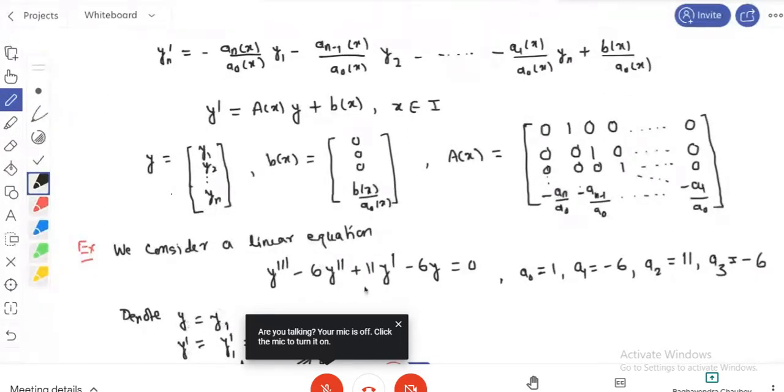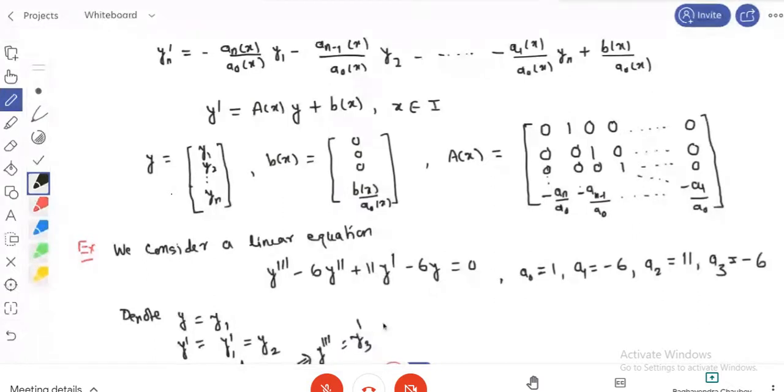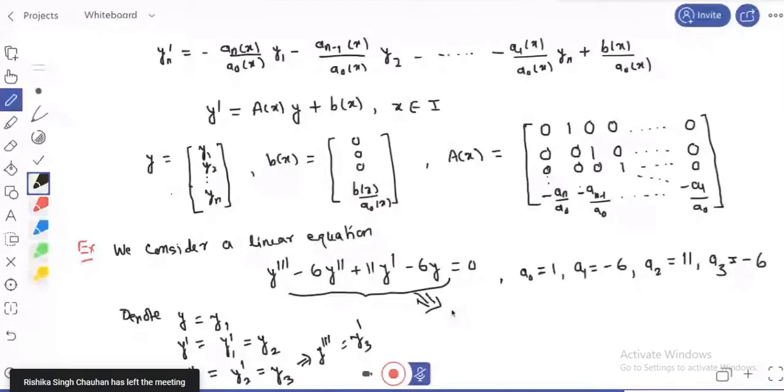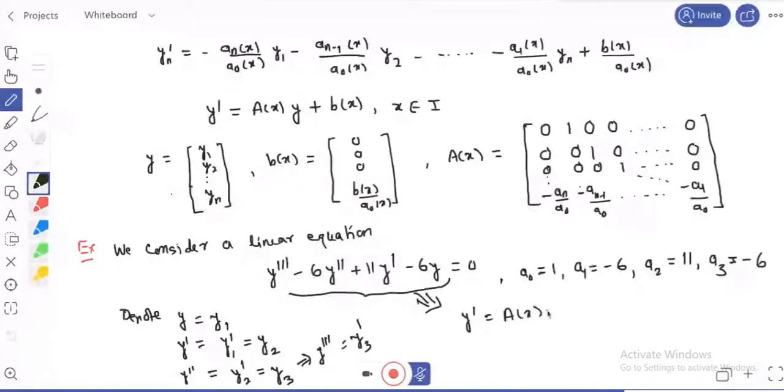Now, if we write this equation as a system, it is equivalent to y prime equals A(x) y, because here the b(x) term is 0, no b(x) term. Here y is your y1, y2, and y3.